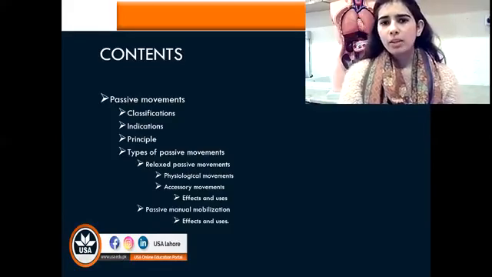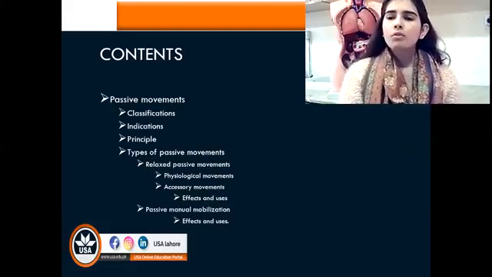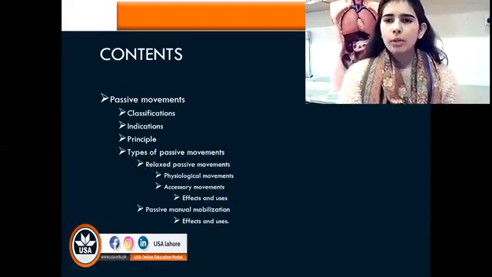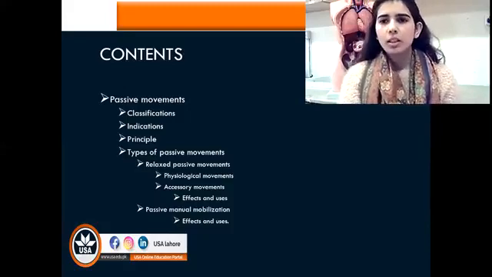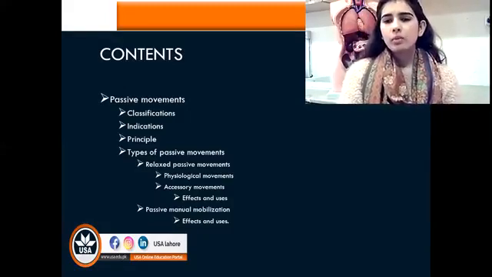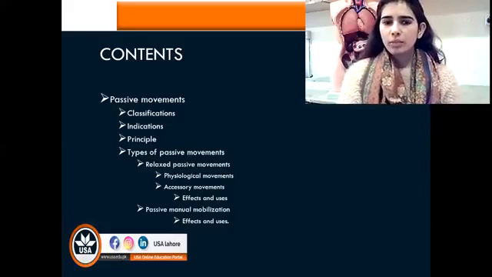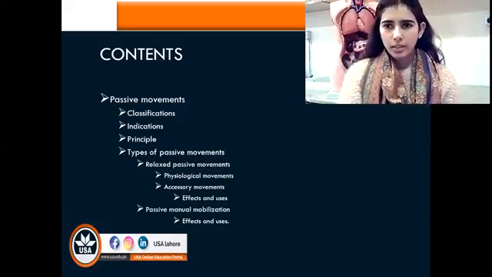There could be relaxed passive movements, in which there are physiological movements and accessory movements. Physiological movements are mostly performed in a simple manner by the therapist, and the accessory movements are special techniques that the therapist can only make on a joint. And then we will see what are the effects and uses of them, and moving to the other type of passive manual mobilization and the manipulation techniques, and we will also see their uses and effects.